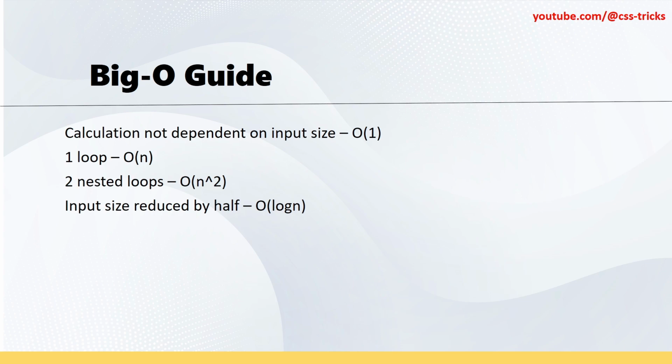Our function contains one for loop. From our cheat sheet, it is pretty evident that big O is linear time complexity. So big O is equal to O of n. As the value of n increases, the number of times the for loop executes also increases.